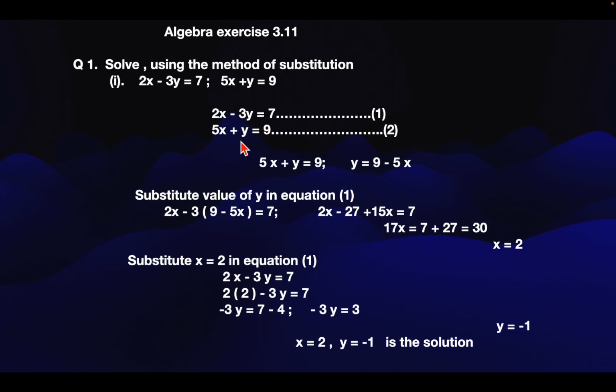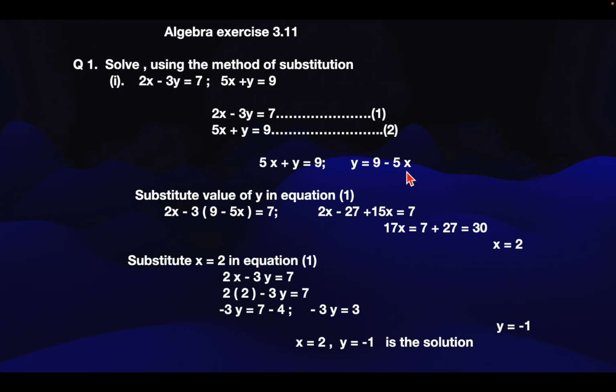For simplicity, I am going to take this second equation, and y is equal to 9 minus 5x. You can take any variable, but if you want to substitute x, so if you take 5x is equal to 9 minus y, then x is equal to (9 minus y) upon 5. So you will get a fraction, and the sum will become harder. So I am taking the simpler variable only. y is equal to 9 minus 5x.